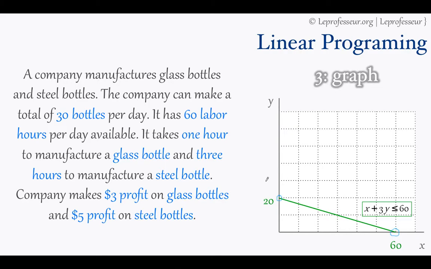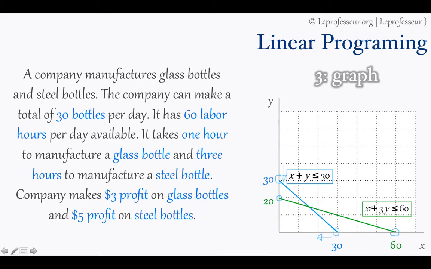Similarly, if we try to plot the line represented by equation number 2, which is x plus y less than or equal to 30, it intersects x at 30 and y at 30. So what it means is that these inequality constraints, or less than or equal to constraints, mean that the value of x would be less than or equal to 30. Same way, the value of y would be less than or equal to 30.